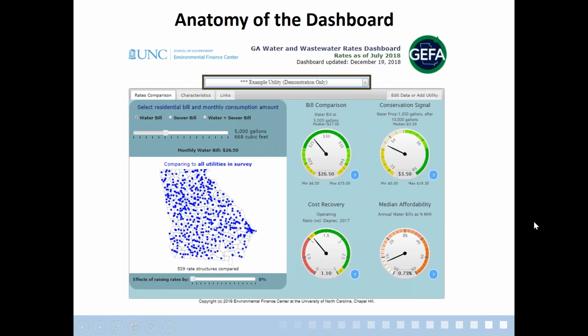Okay, so we're going to start off going into the anatomy of the dashboard. Since the dashboard has been around for several years for Georgia, this may be something you already know, though maybe there are some features that you weren't aware of. And if you are new to using the dashboard, hopefully this will get you familiar with how to use its features. So starting at the top, we're using an example utility for most of these. This drop-down menu is where you can type in your utility's name or just select from the list of utilities that are in the survey. And that's the first step, to select one. We only display one at a time.